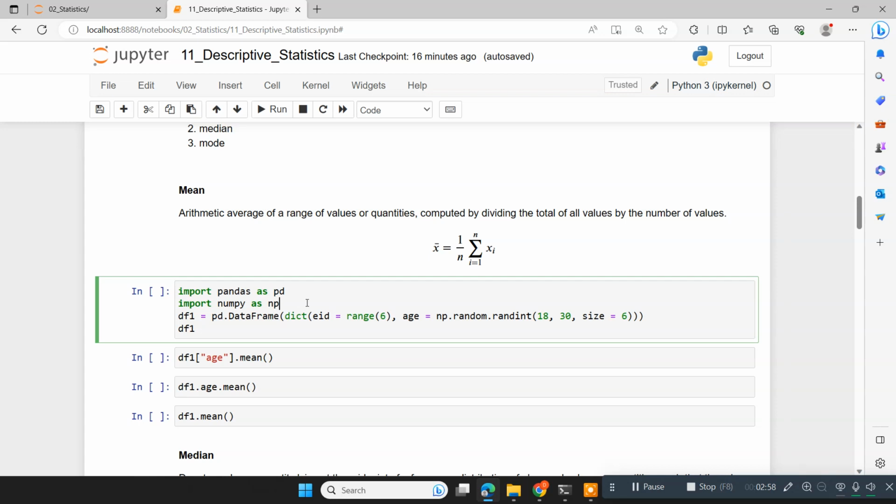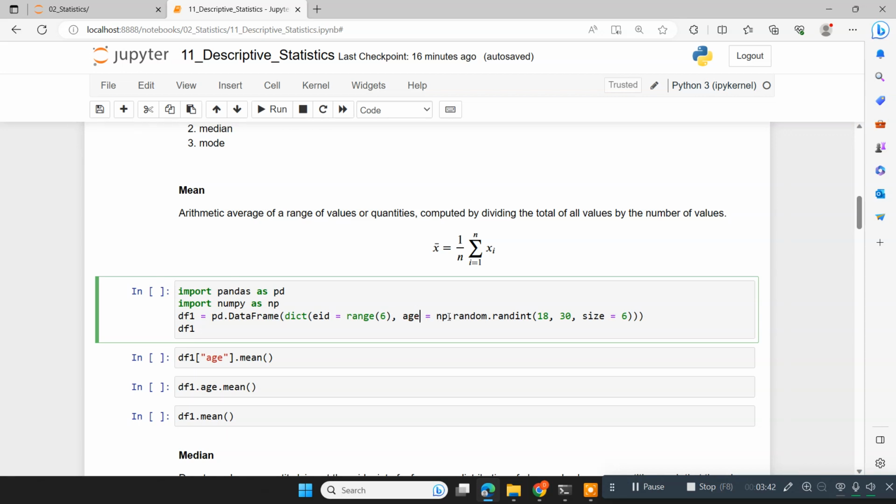Here I'm taking a sample data, generating a sample data. Importing pandas. As you know, pandas is used to create a data frame, and here I'm using numpy, so importing numpy as np, and my data frame is created. This df1 is a user defined name. So df1 is equal to pd.DataFrame, and in this data frame I would like to have two columns, one is employee ID, another one is age. Then how do the values of employee IDs come? Creating a dictionary here, employee ID is equal to range of 6. Range of 6 means it will give us the values from 0 to 5 only, always one less.